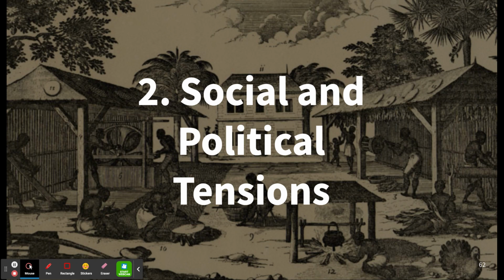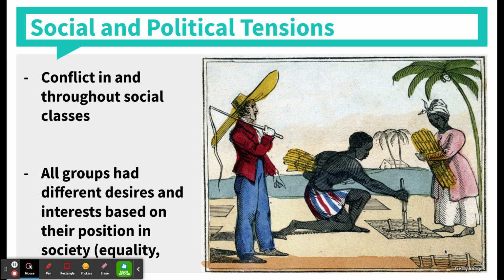All right, so next one, number 2 that you can jot down, social and political tensions. So there was conflict throughout the different social classes because all these different groups had different desires and interests based on where they were on the social ladder. Weird fact is that enslaved people born on the island were considered more elite than the people that were imported from other areas of the world. What was also weird is they were often given jobs that put them in positions of authority where they would have to supervise other enslaved people. And as you can imagine, that is a very complicated place to be.